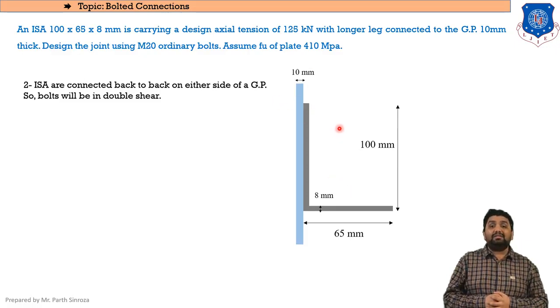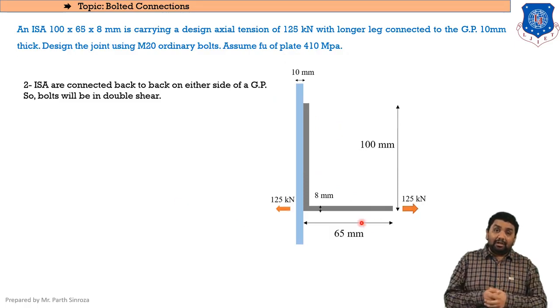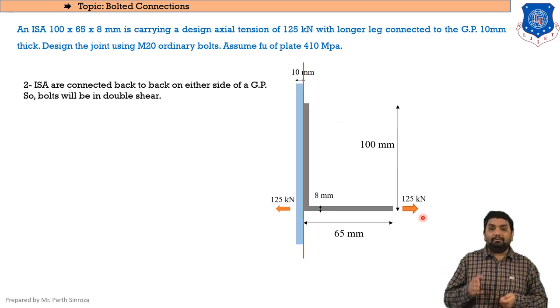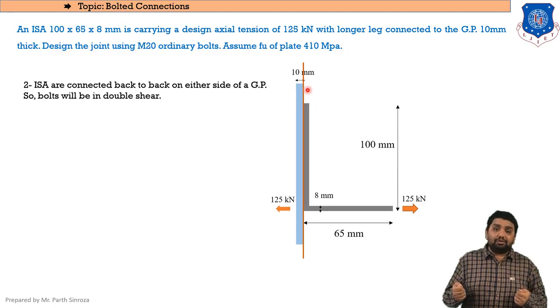And now here, as you can see, the load is applied in tension, that is 125 kilonewton. So if you pull this figure, the number of shear planes you will get is 1. Clear? In the last sum we saw that 2 angles were connected, so applying a tension force to it gave us 2 shear planes, and here we will get only 1 shear plane.